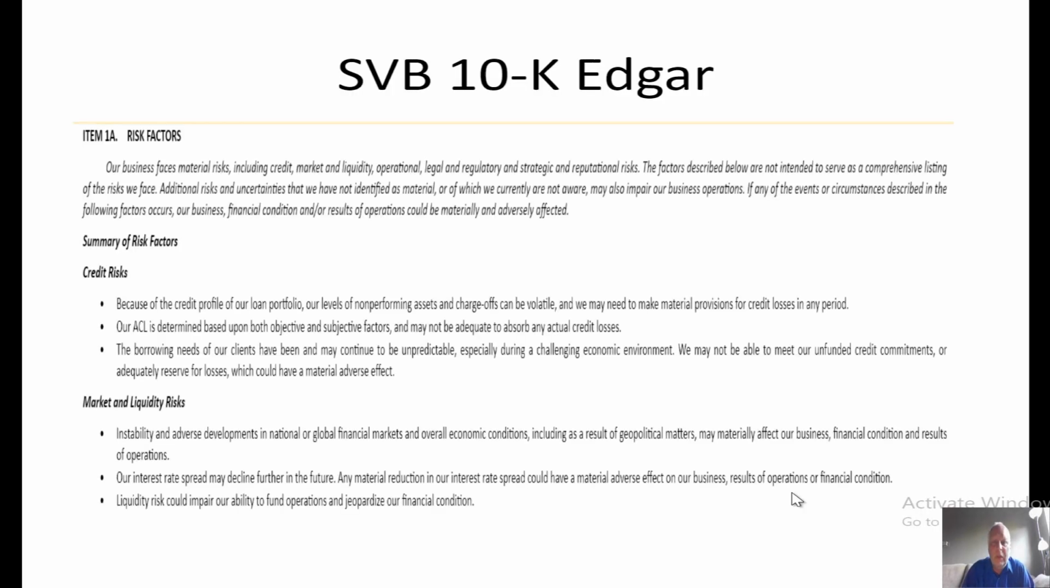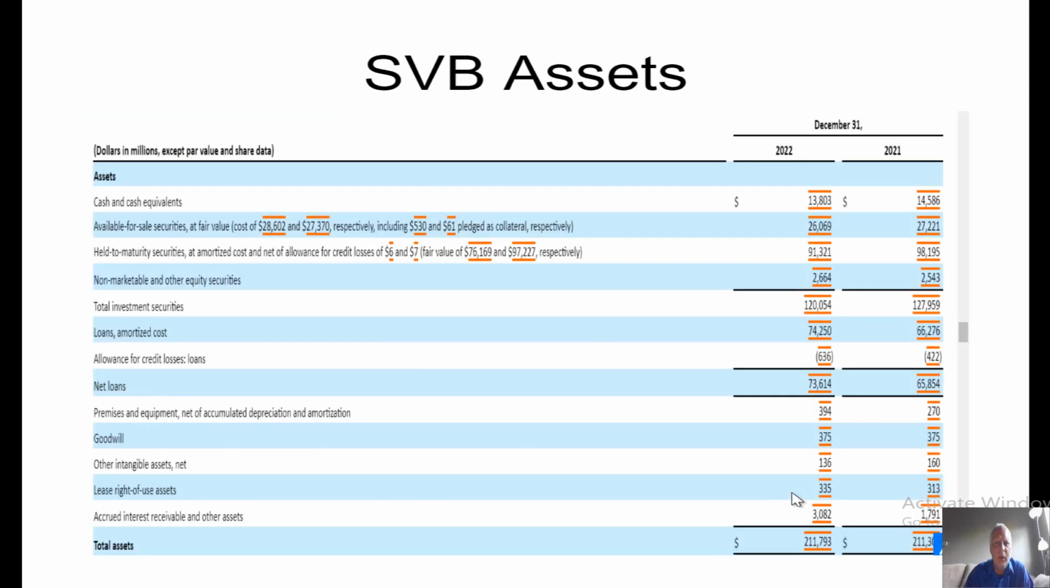This could have been determined at least a couple of weeks before the bank failure by just looking at the 10-K EDGAR report from Silicon Valley Bank. If we look here at their assets, they very responsibly listed right here the held to maturity securities, the ones they don't have to mark to market, at amortized cost and net of allowance for credit losses of $6 and $7, with a fair value here of $76,000 in 22 and $97,000 in 21.